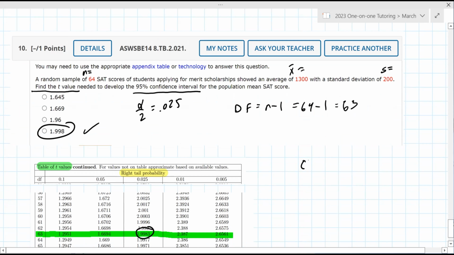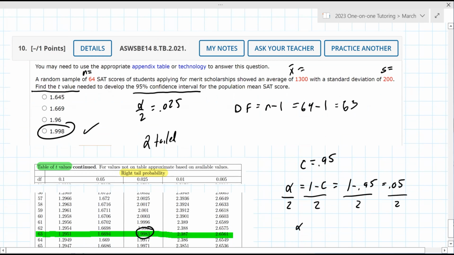Okay, so the C value is 0.95. Alpha is 1 minus C, so that's 1 minus 0.95, or 0.05. Because it's a confidence interval, it's two-tailed. Two-tailed means you divide your alpha by 2. Okay, so you divide everything by 2. So alpha over 2 is 0.025.